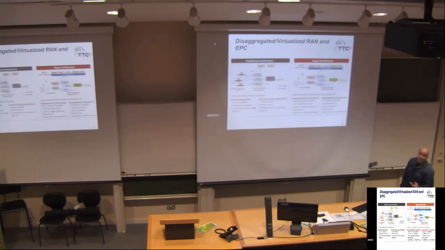The main idea here is that every one of these functions has to be offered to the clients as a service, okay? And you have to instantiate it, and the way to have this flexible service composition is to commoditize the physical substrate underneath. Well, this is the target architecture.